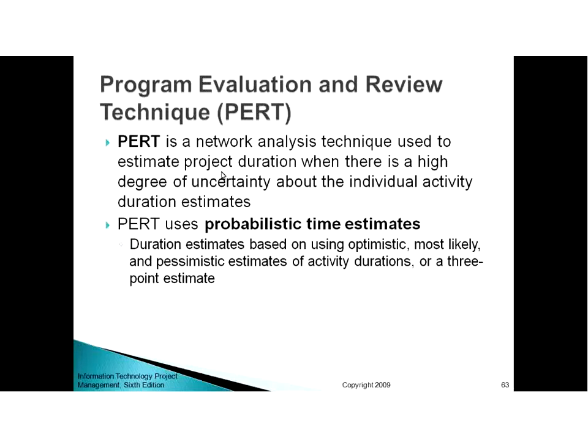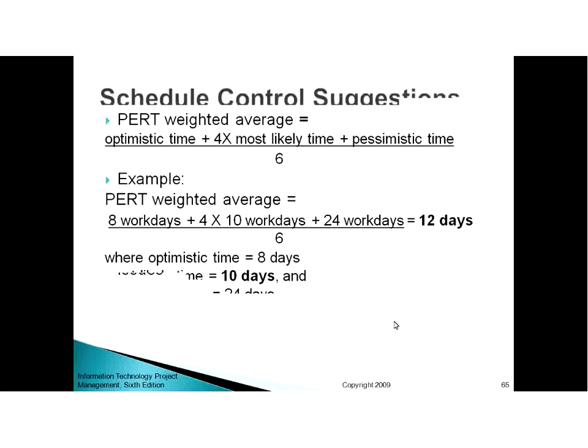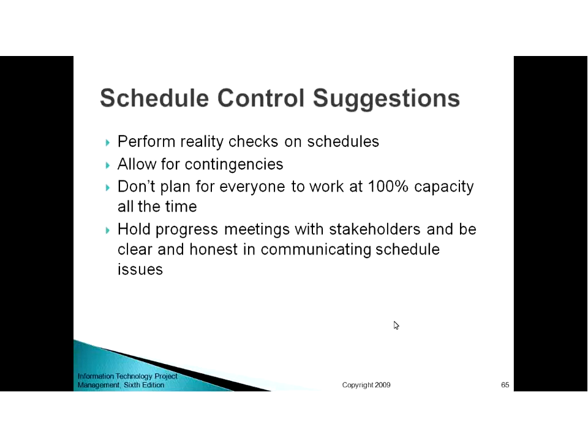Now we talked about PERT in the previous slide, and I told you that this is the time estimation technique for activity duration. So this is a metric analysis technique used to estimate project duration when there is a high degree of uncertainty about the individual activities. So we use these estimates, and this is the formula. You take optimistic time, plus 4 times most likely time, plus pessimistic time, and divide it by 6. So you get the real estimates.